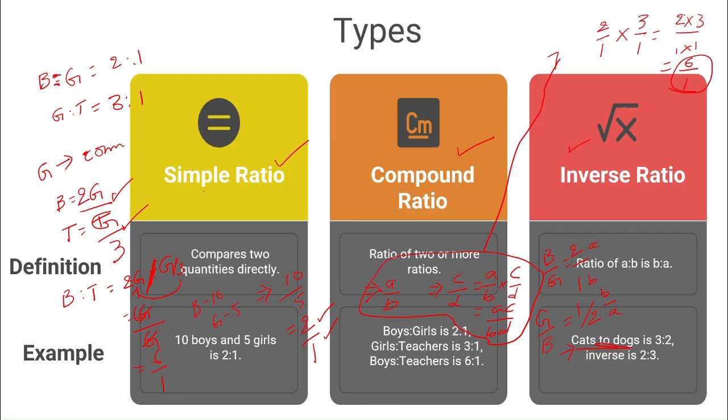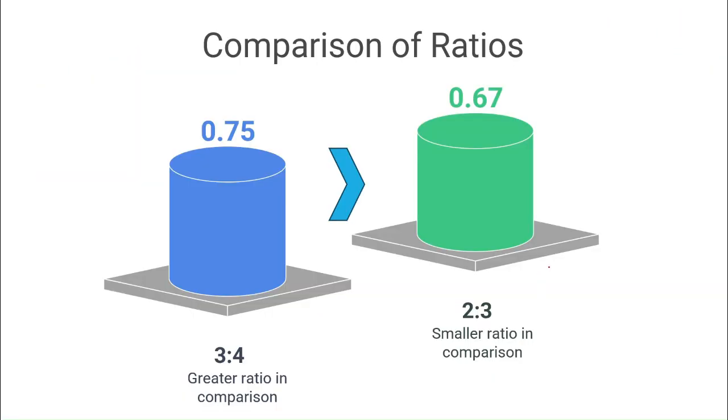You can also get it this way. This is with respect to the formula, but you need to understand how we derived this. If you understand this logic, then you can easily do anything. You don't need to remember any formulas. Okay, and the next thing is, how do you compare ratios?